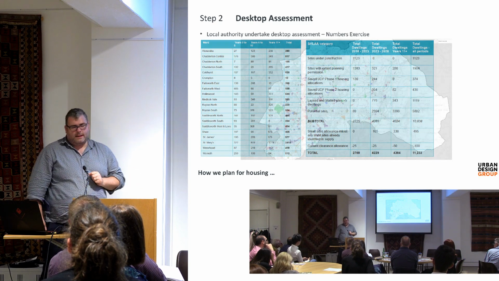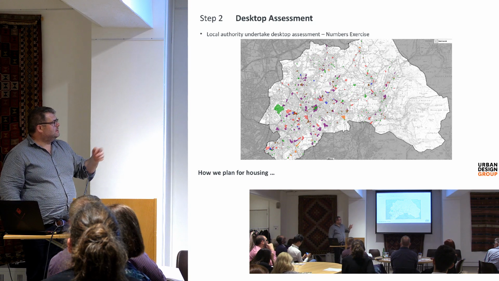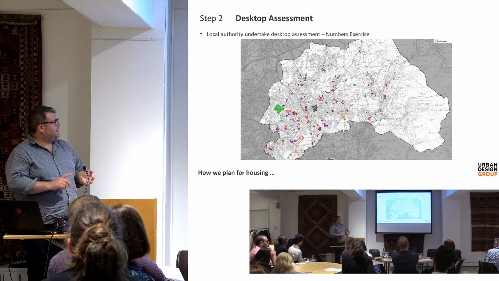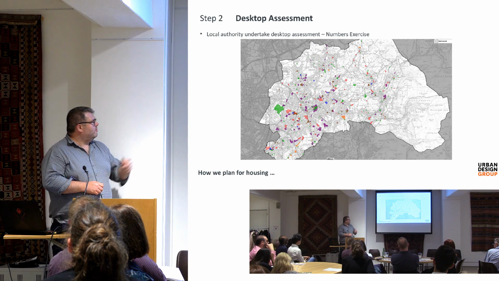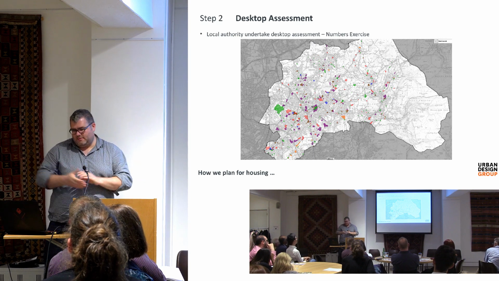And what you'll end up with is a map that looks something like this, showing all the sites. The different colours are strategic sites, ones with planning, ones without planning, ones that are coming forward short term, ones that are coming forward in the longer term.